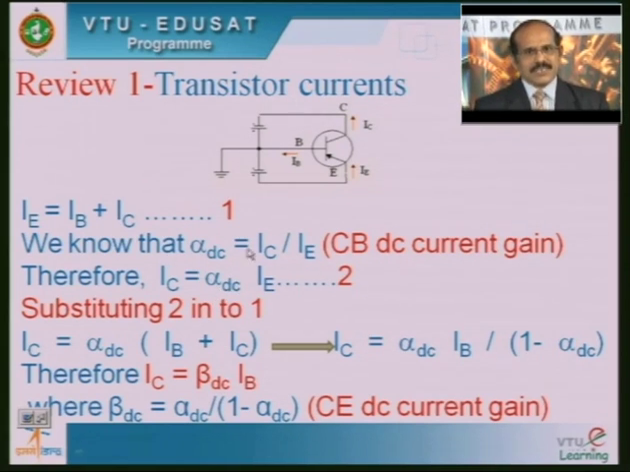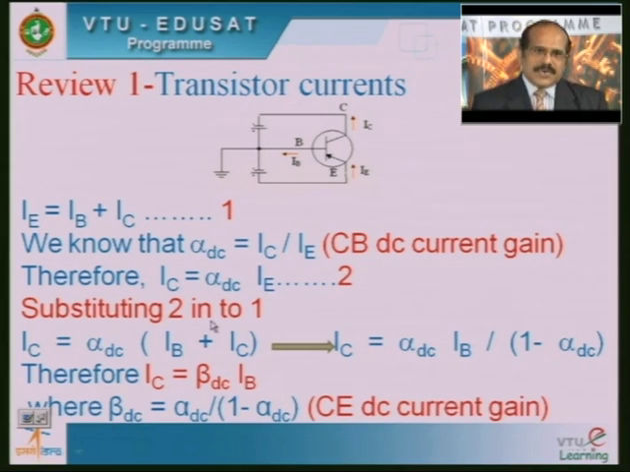If we substitute the equation for IE into equation 2, what will we get? Therefore, IC is nothing but alpha DC divided by 1 minus alpha DC, into IB. So, if we replace alpha DC by beta DC divided by 1 plus beta DC, we get IC is equal to beta DC times IB, where beta DC is called the common emitter DC current gain.